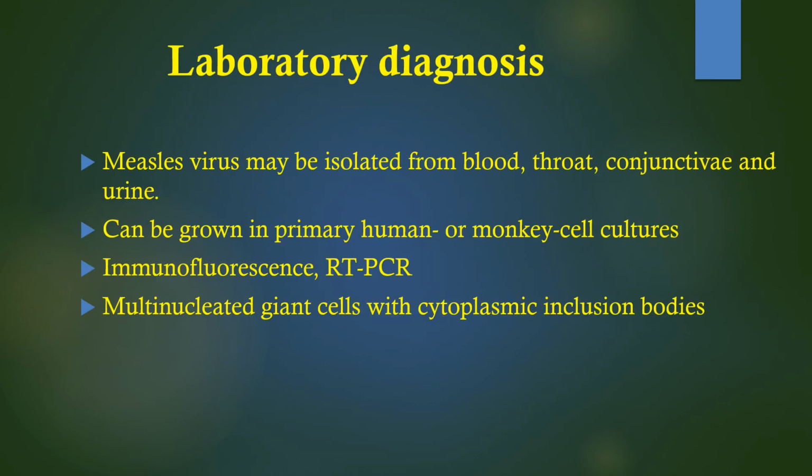For the laboratory diagnosis of measles, the virus may be isolated from blood, throat, conjunctiva, and urine of infected patients, and can be grown in cell cultures. Measles virus grows very slowly in primary human kidney, monkey kidney, and human amnion cell cultures. The virus produces characteristic multinucleate giant cell formation after 7 to 10 days of incubation. Cultures can then be tested for hemadsorption with monkey erythrocytes. The confirmation can ideally be made by immunofluorescent staining using monoclonal antibody.